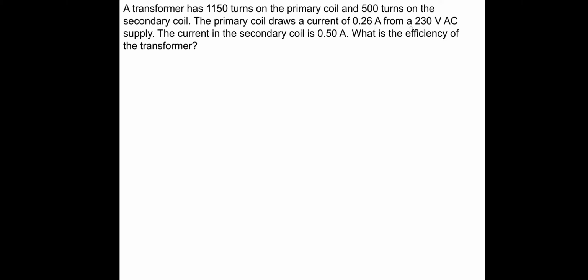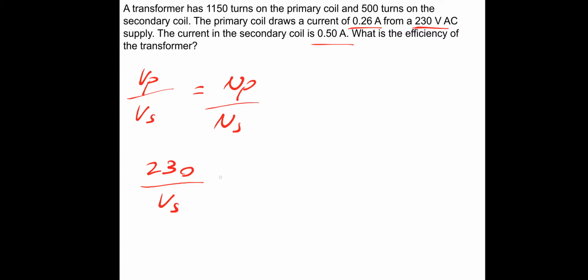So in this instance, we've got the primary voltage, the primary current, and the secondary current. The efficiency is the secondary power divided by the primary power, but we're missing the secondary voltage, so we've got to find that first. Voltage primary divided by voltage secondary equals number of turns on the primary divided by number of turns on the secondary. So let's put our numbers in. It's 230 divided by VS equals 1150 divided by 500.